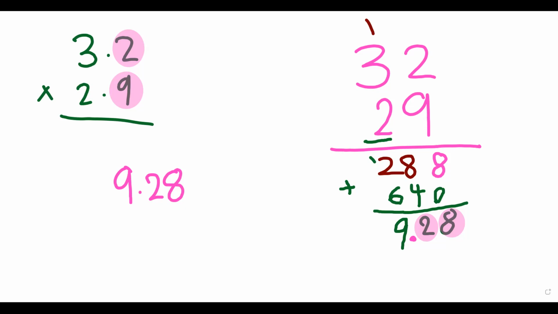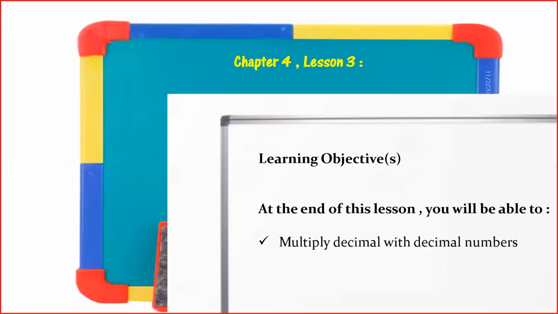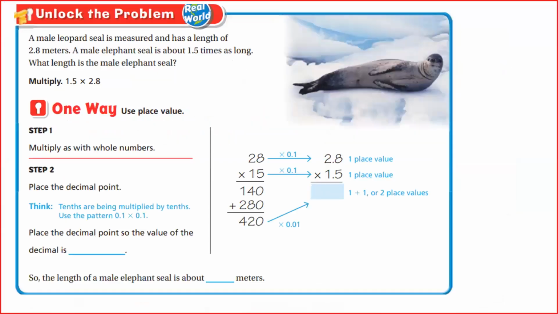Now, let's have more examples. Now, all of you, please open your book, page 271. A male leopard seal is measured and has a length of 2.8 meters. A male elephant seal is about 1.5 times as long as.